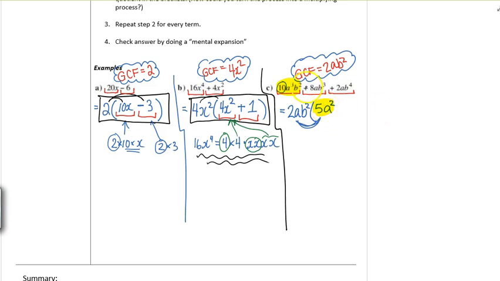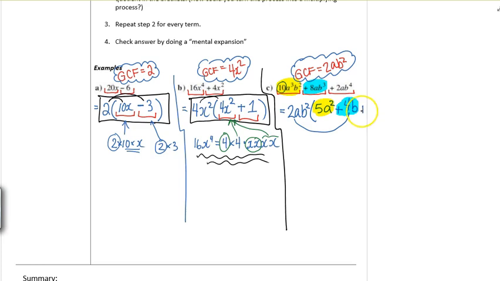Let's do it again. Okay, because this is a plus, I'm going to bring the plus down. Now, 2 times what is 8? 4. a times 1 is a. b squared times b is b cubed. Double check by expansion. Indeed, when I multiply the GCF by the 4b, I get back to where I started.